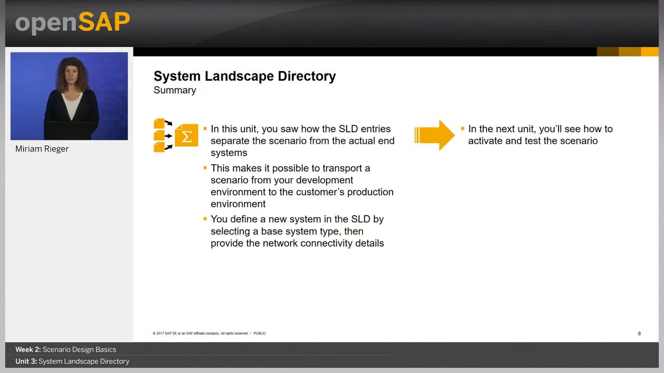And in this unit, you saw how the SLD entries separate the scenario from the actual end system. This makes it possible to transport a scenario from your development environment to the customer productive environment. You define a new system in the SLD by selecting a base system type, then provide the network connectivity details. In the next unit, you will see how to activate, test, and export/import the scenario.